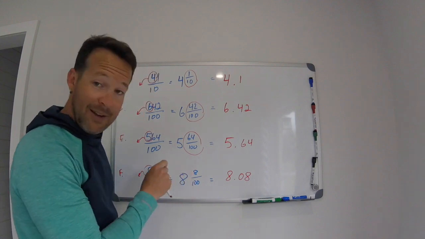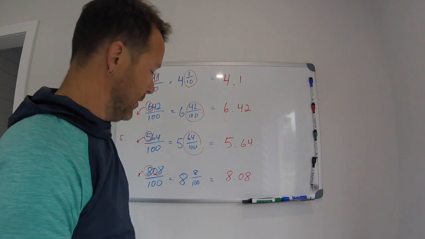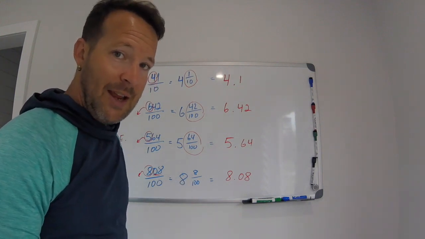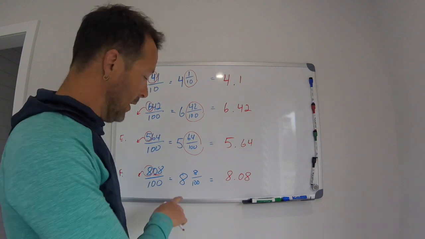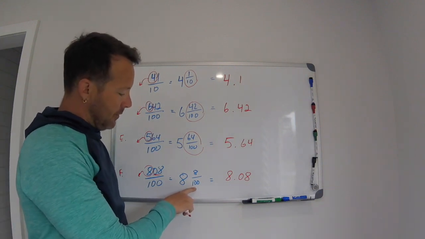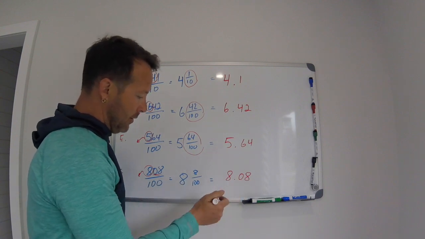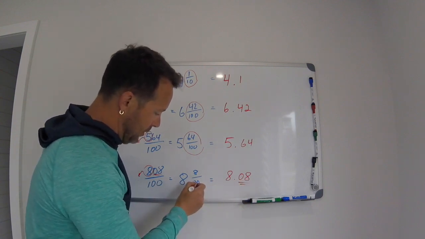We don't write that like that because that's not how we write numbers. We don't write a number as 0.8, we just write it as 8, even though we know that's what it is. So don't get mixed up with this. Remember, 8 over 100 is 0.08. So it has to be 2 digits because there's 2 zeros.